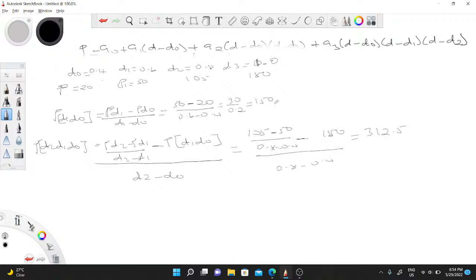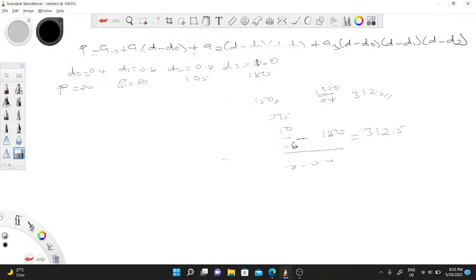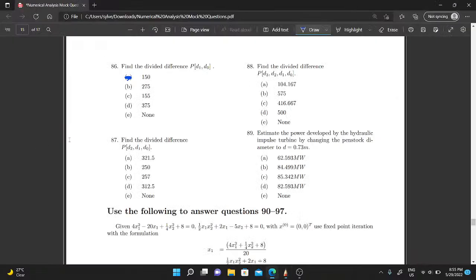So it is 0.2 in the denominator. Okay, so I think here would have given you 275. So 275 minus 150, your calculator can compute that. I think 125 by 0.4, and that will give you 312.5. Yeah, that's right. Now we have 312.5. Let me keep this value because I'll need it. And then finally, we want to find a divided difference for this.